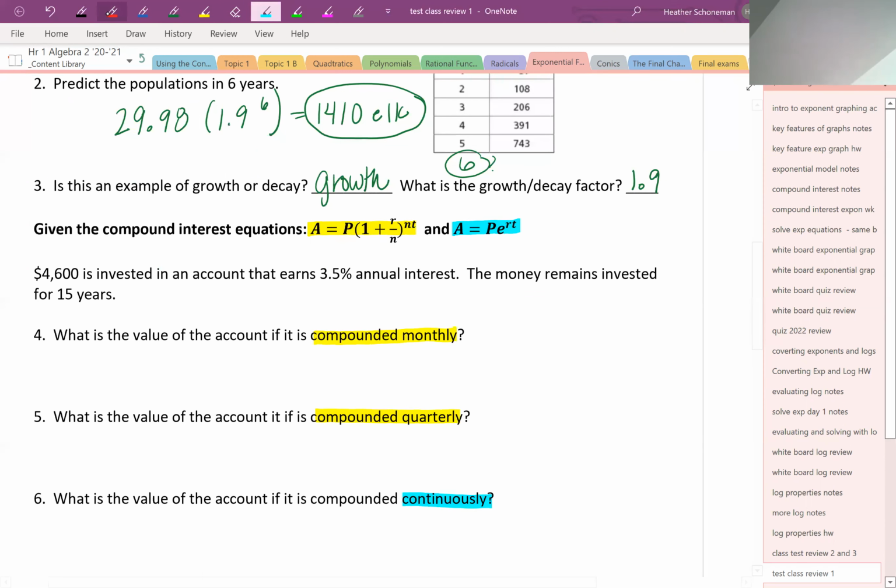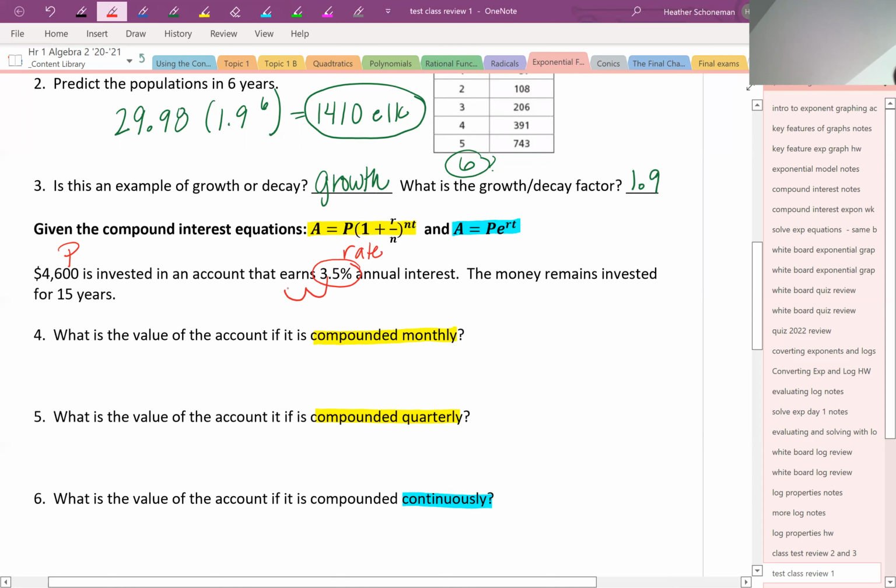Okay, so in the first one, well, in all of them, we're investing $4,600. What you invest is always your P. Your percent is going to be your rate, but we have to have it as a decimal, so you move the decimal over 2 places. So it's going to be 0.035. How many years it's in is your time. How often it's compounded is your N, and if it's monthly, it's going to be 12.